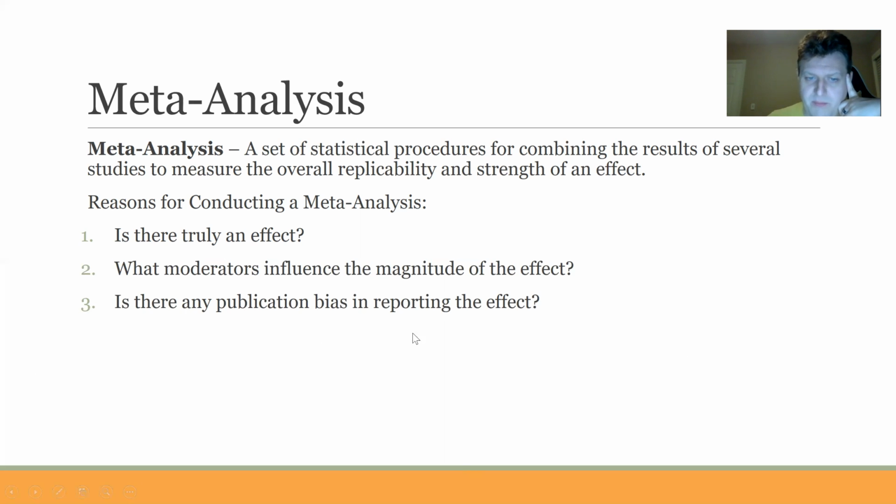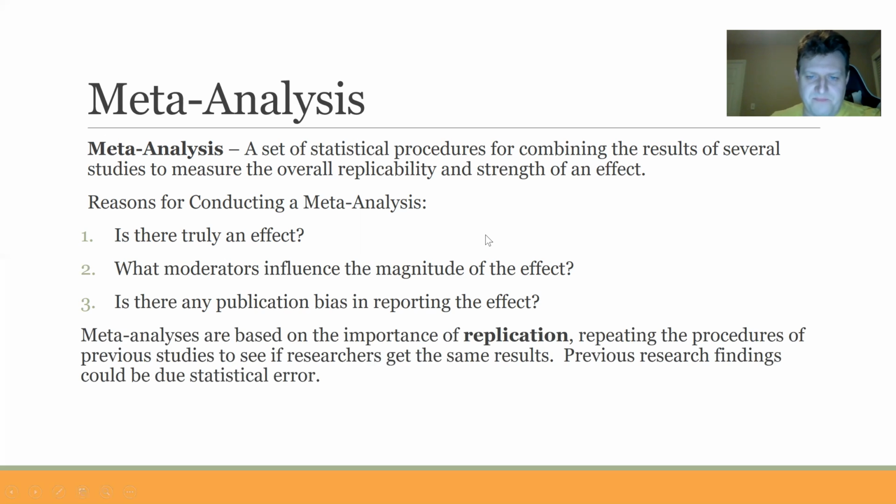3, and this is a very important one, is there publication bias in reporting the effect? All right, so we've talked about the file drawer problem in a previous lecture. So there might be the case that only research that finds the effect gets published. So you can do this nifty thing with meta-analysis to see if there is publication bias that's preventing some studies from being published. And we'll talk about that here in a second.